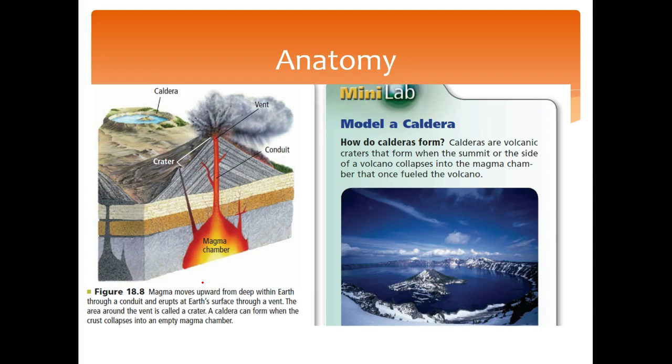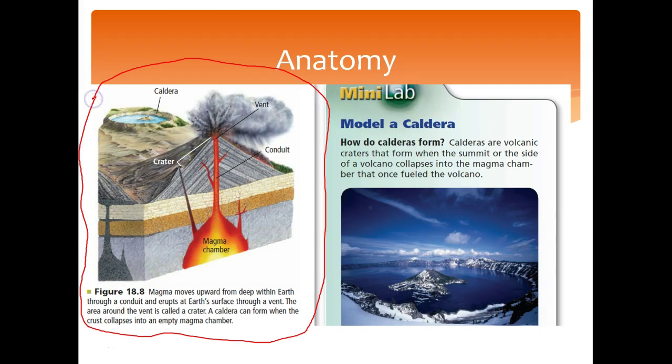Now, here are some parts of a volcano, and I actually want you to pay attention to this picture because you will need to know the parts. I'm going to circle that. It's in chapter 18, but you have the magma chamber, a crater, which is where the top is. You have a vent, a conduit, a caldera.